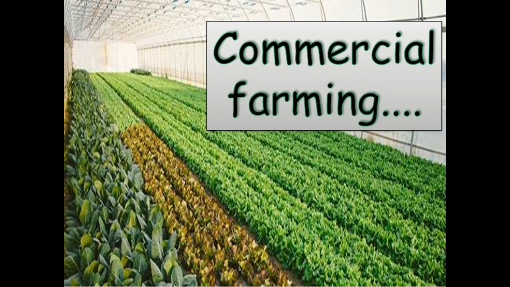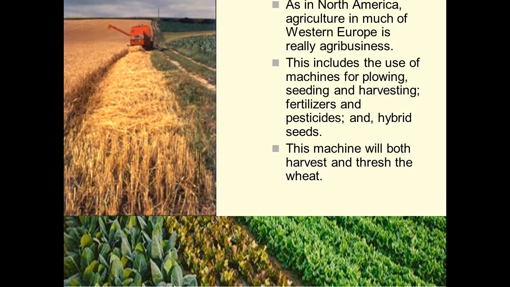The main objective of this farming is to get higher profits and it tries to get the higher yield from the field by using high yielding variety of seed, fertilizers, pesticides and better means of irrigation. Commercial farming is of three types.